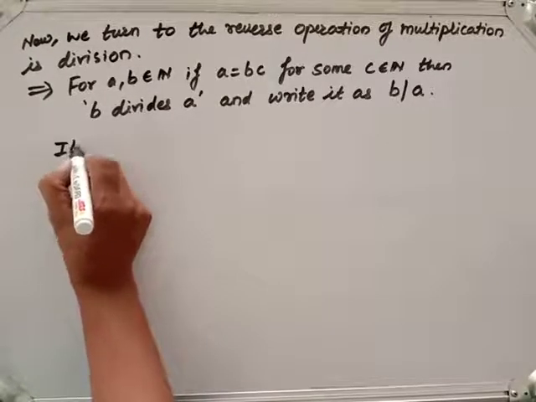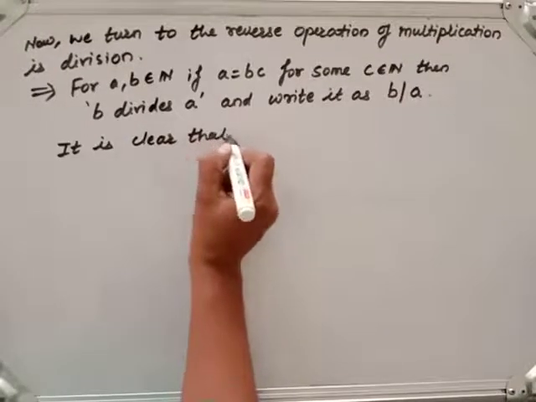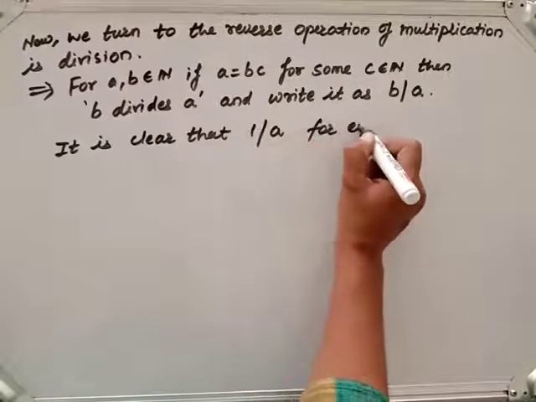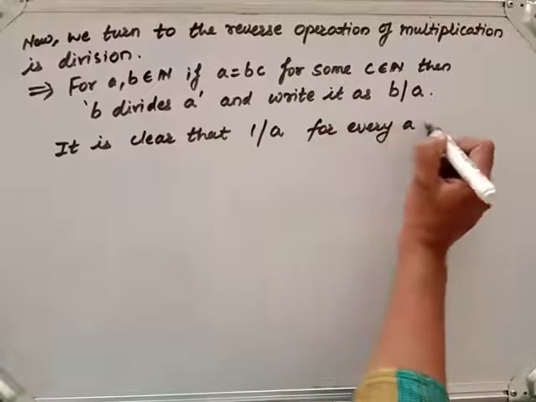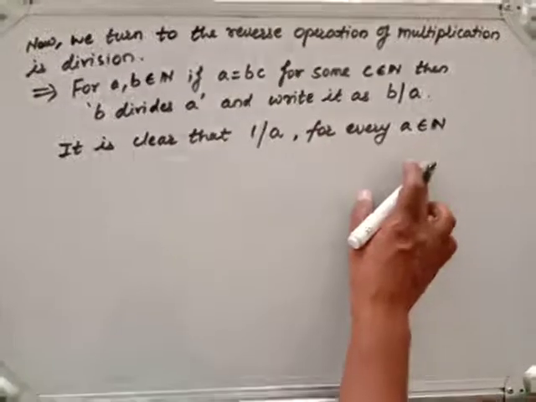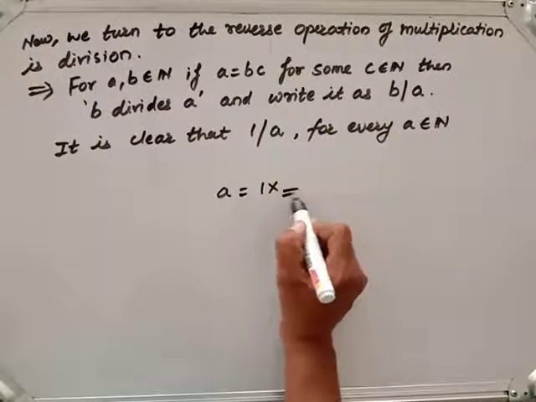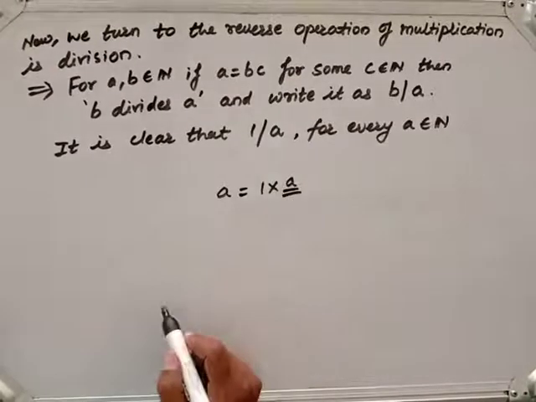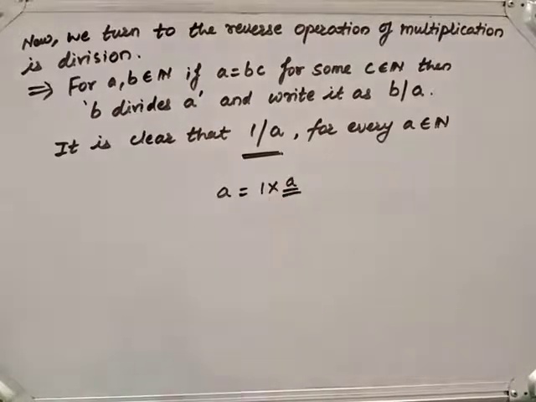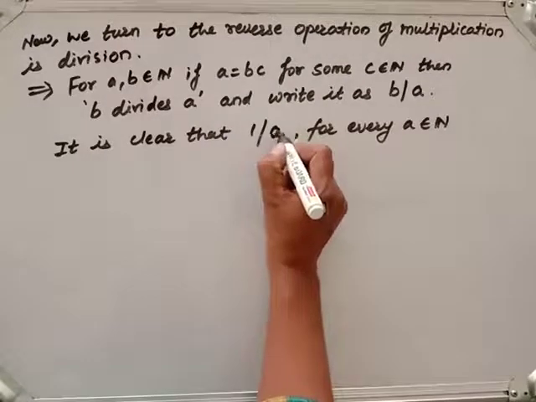It is clear that 1 divides a for every a belonging to the set of natural numbers. This will happen for every natural number, as every natural number can be written as 1 into that natural number. So this is a God-given divisor for every natural number.